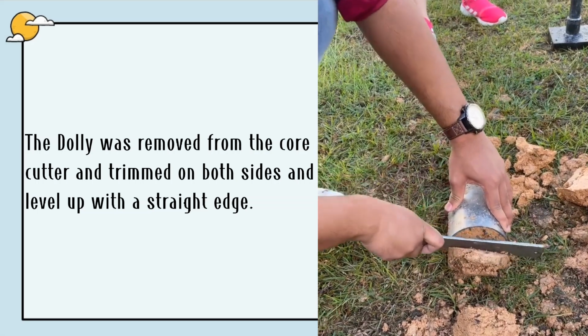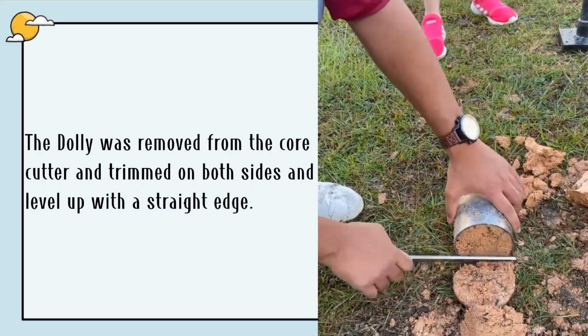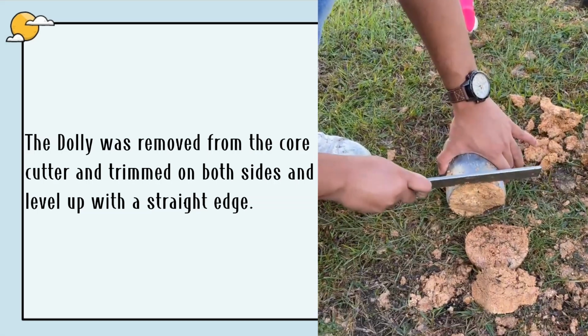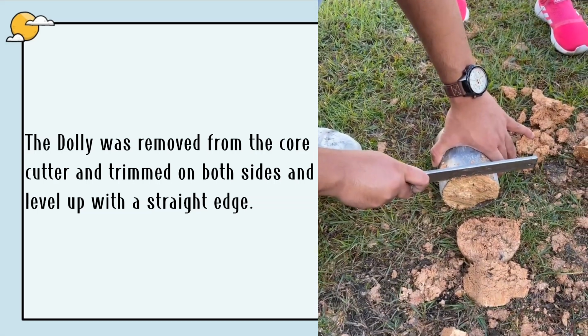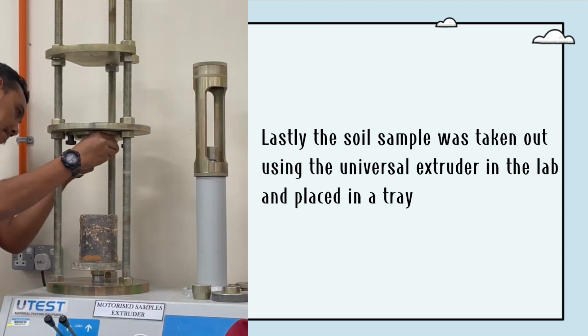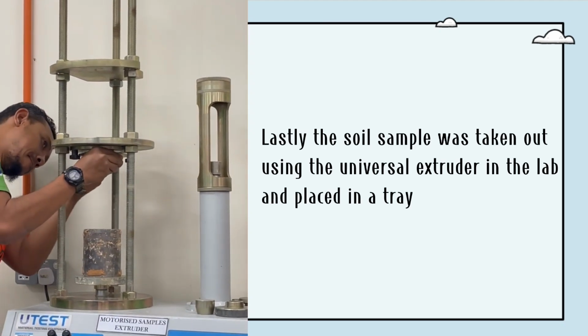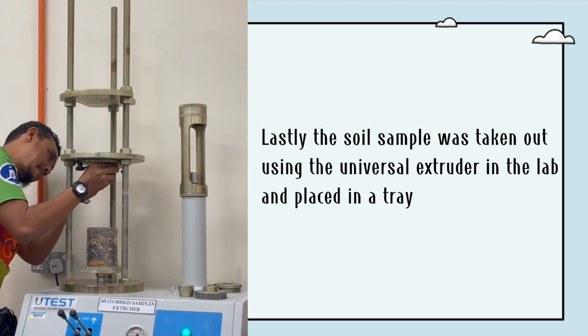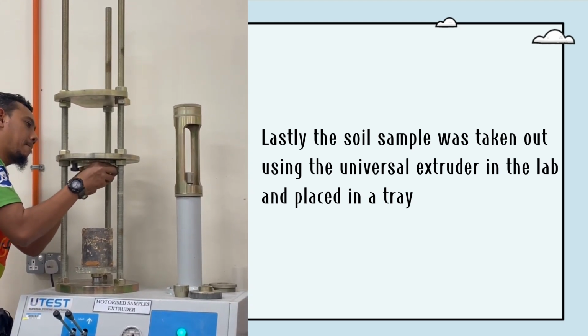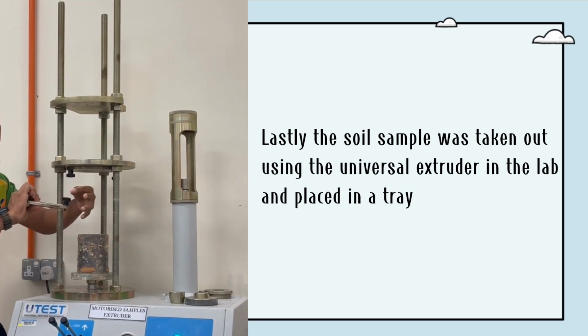The dolly was removed from the core cutter and trimmed on both sides and leveled up with a straight edge. Lastly, the soil sample was taken out using the universal extruder in the lab and placed in a tray.